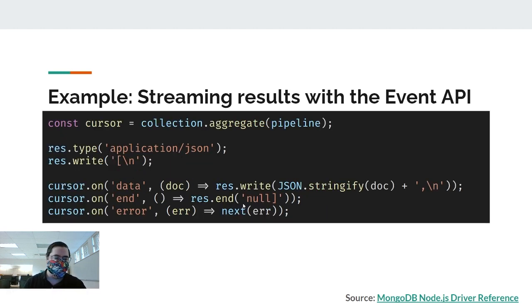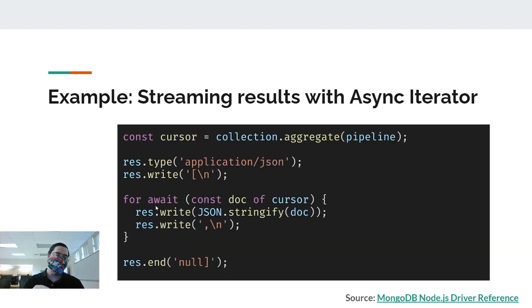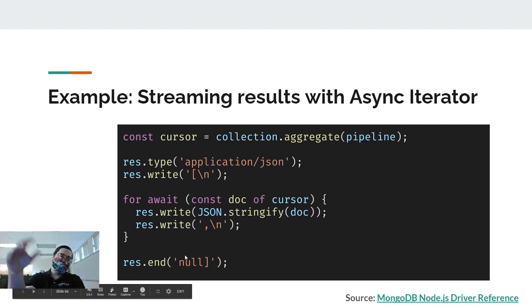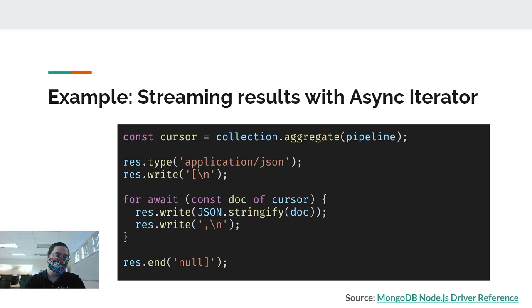These on error handlers do not go to your catch, but this does. So if there's any sort of error in this for loop, it does go down to your catch handler. So if you're going to use this, it does need to be in a try catch as usual. Cool.